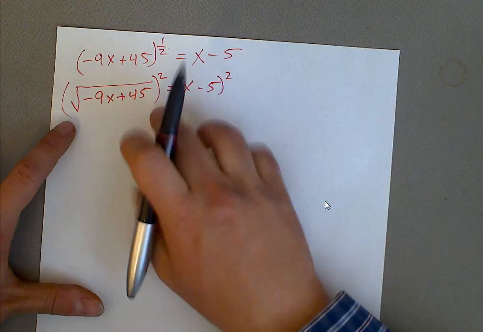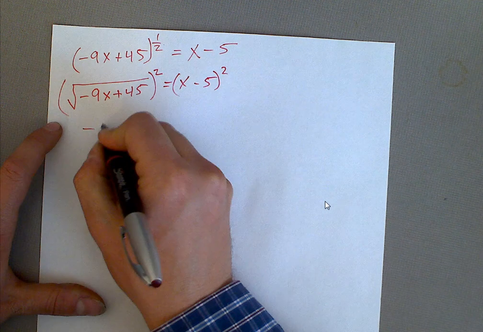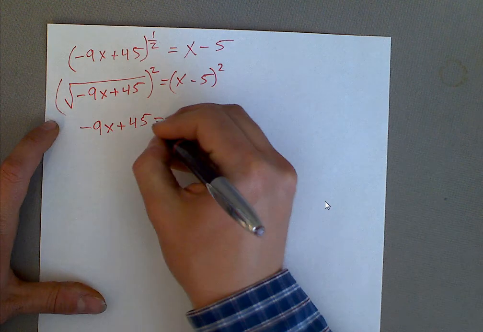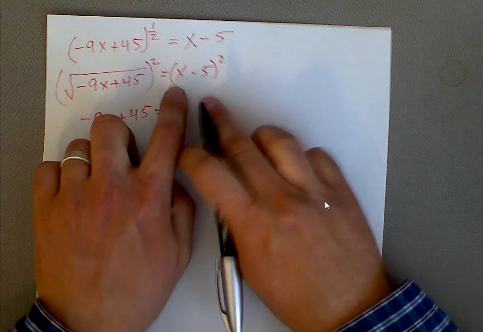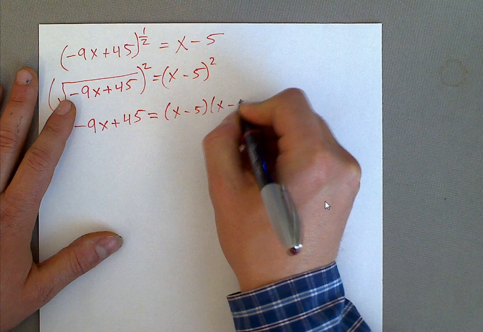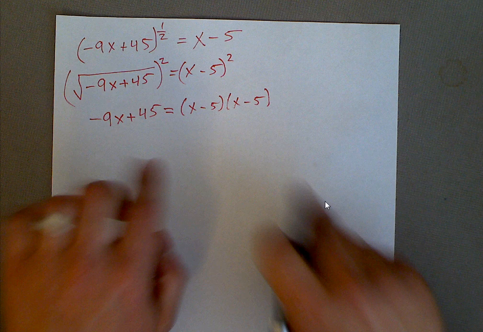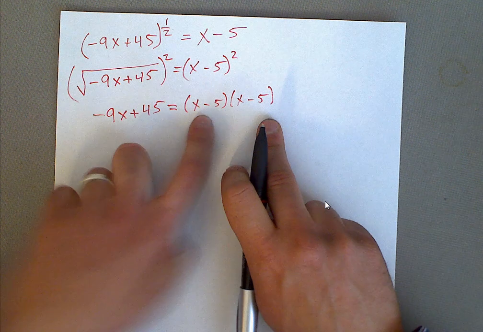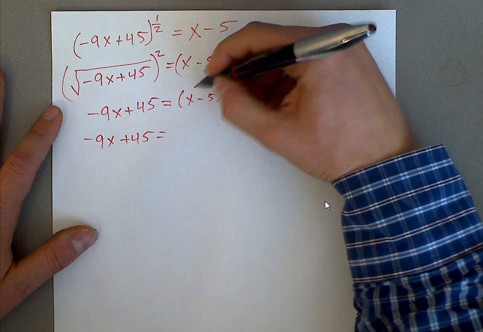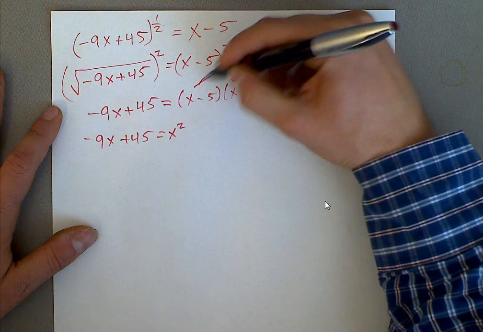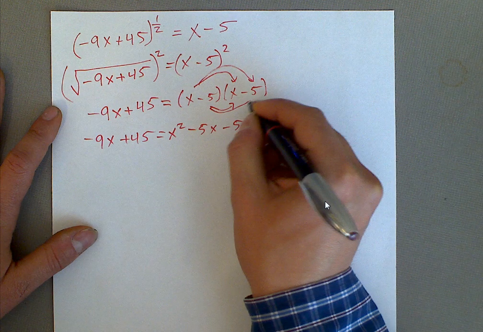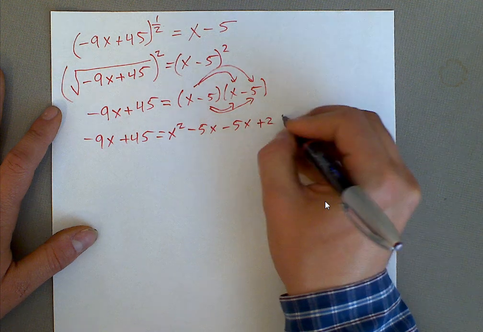On the left, by raising the square root to a square, we just have negative 9x plus 45. And on the right side, one thing to remember is x minus 5 squared is telling you to do x minus 5 times x minus 5. So we have to make sure we distribute this right side. So we have negative 9x plus 45, x times x is x squared, minus 5x, minus 5x, and then negative 5 times negative 5 is plus 25.